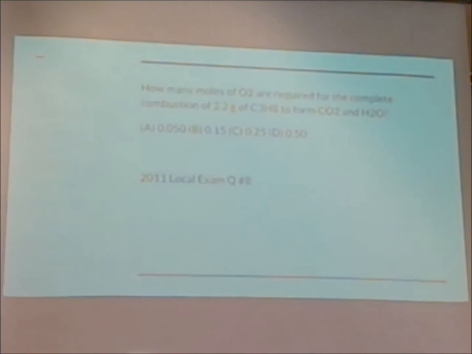Wait, where does he get the 44 from? That is the molar mass of propane. So you have to figure it out using the periodic table. You add them all, right? You add up 3 carbons and 8 hydrogens.